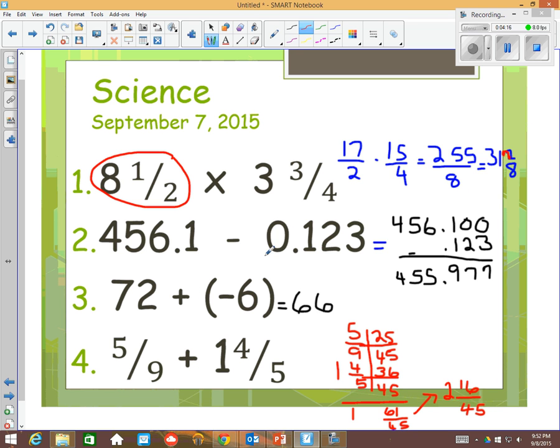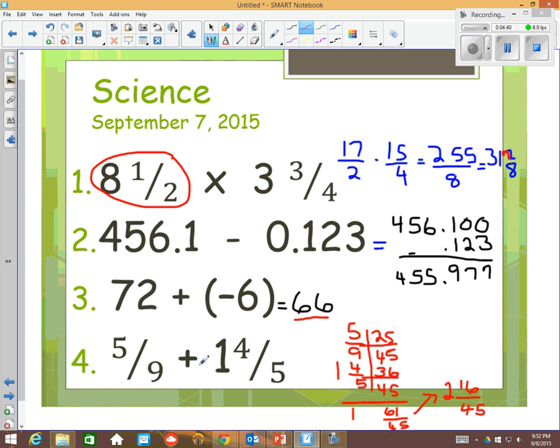Now here, you notice you have to line up your decimals. So once you line up your decimals, add the zeros and subtract. Here you simply add a negative. One number is positive, the other one is negative, so you have to take away from the number, subtract. And here's the last one.